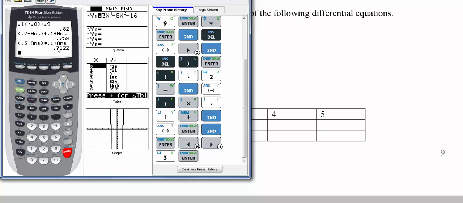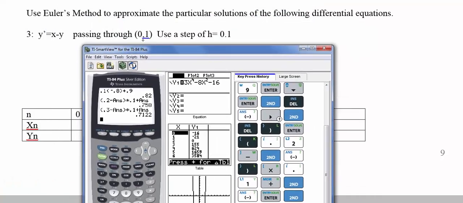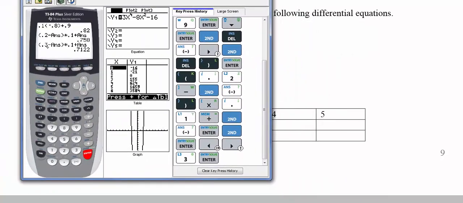Okay, so I got 0.3 comma 0.7122. And here's the thing that you also have to be careful about. It's actually not 0.3 comma 0.7122 like I said. It's now 0.4 comma 0.7122. And that's where having a little chart here is really, really helpful.